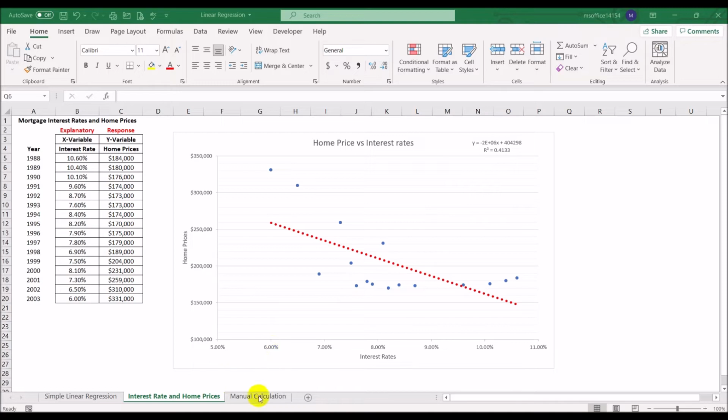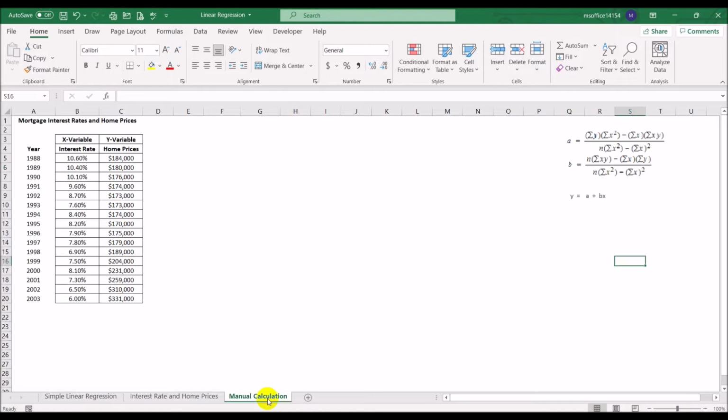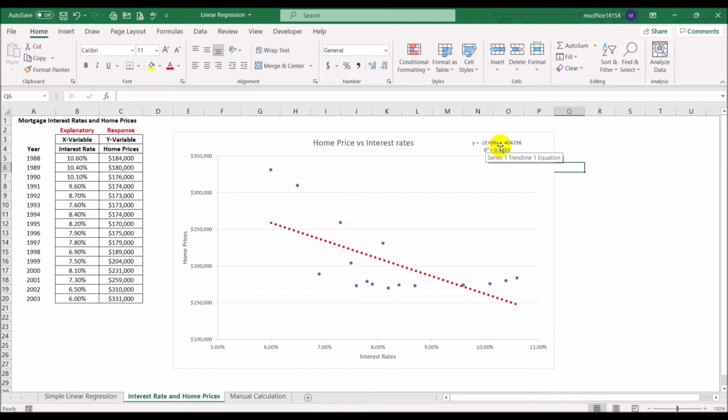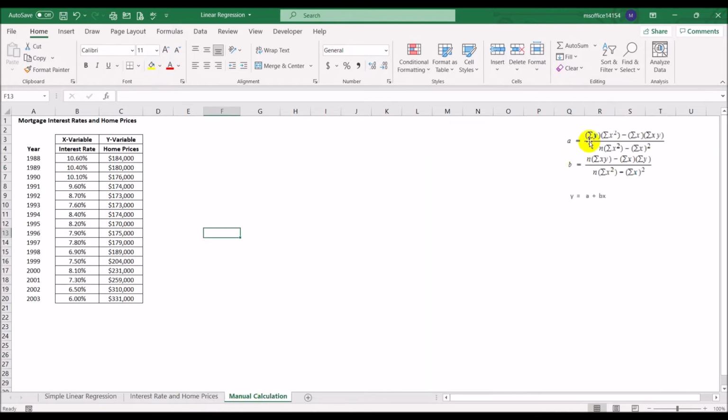So let's see if we can come up with these values manually. Let's go to the manual calculation. Here is y equal to negative 2 raised to the power 6 plus 404,298. We'll see if we can come up with this equation manually. The equation is y equals a plus bx. We've got the formula for a and the formula for b, so let's go ahead and construct that. This would be your x, this is y.